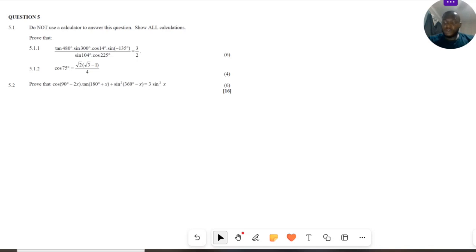About a trigonometric ratio. We are proving that the trigonometric ratio on the left-hand side is equal to 3 over 2. So we are proving this part here. The first thing that we do, we look at tan of 480. First of all, you have to say the left-hand side has to be equal to the right-hand side.